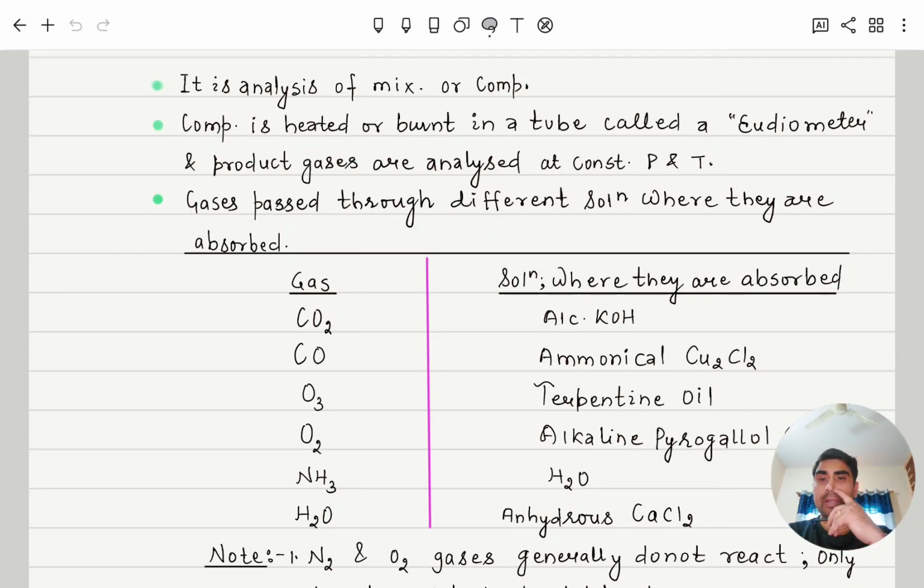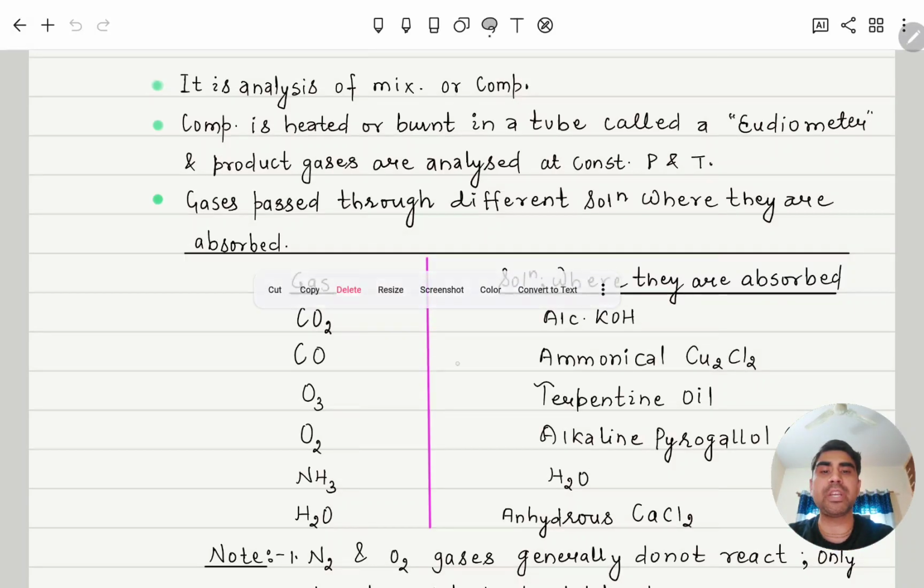So when that reaction is happening, let's suppose we are burning a hydrocarbon, CO2 and H2O will be produced. Those gases are passed through a particular solvent, and in a particular solvent only a particular gas gets absorbed. This table you need to remember, because in the question it will be given that the mixture of gas is passing through alcoholic KOH or turpentine oil. So you should know which particular gas will dissolve in that solvent.